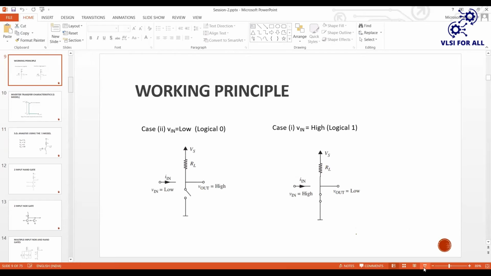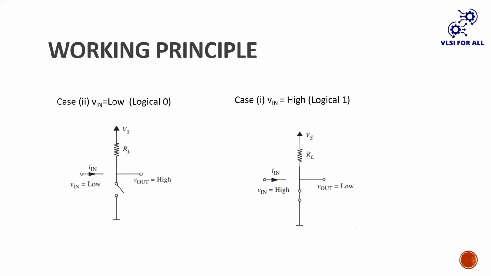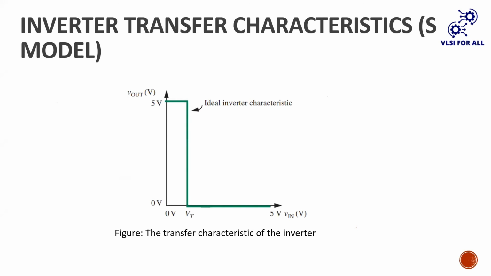Working principle. Now you see, team, like we have discussed, when Vn is low, logical 0, then the switch acts like an off switch, and you'll get the output voltage. You can see this one. I can move on. Now, the inverter transfer characteristics.